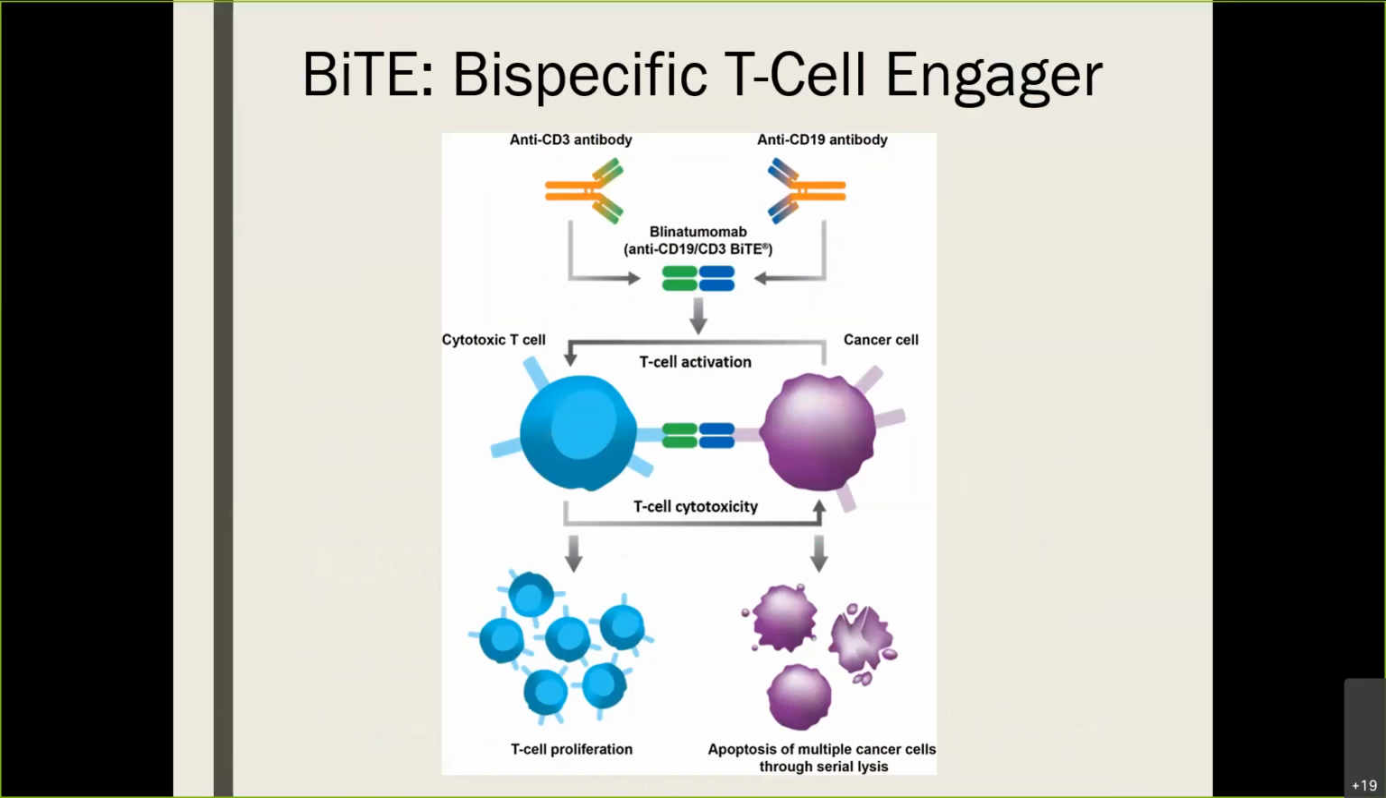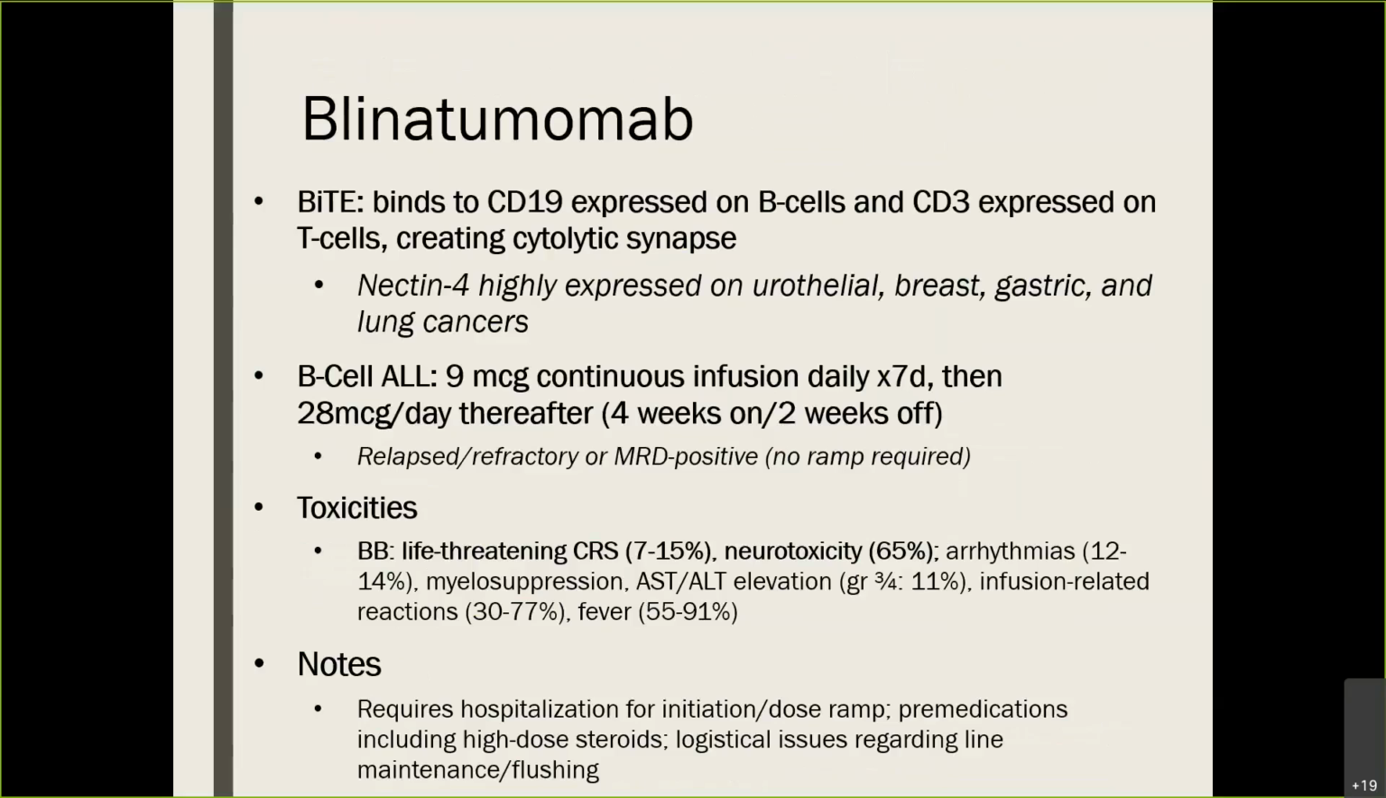My last monoclonal antibody, my favorite, is a product called blinatumomab. It has a CD3 antibody and a CD19 antibody mushed together. These two monoclonal antibodies go in and bind to a cytotoxic T cell and bind to a cancer cell, bringing those two cells closer together, leading to T cell proliferation and the apoptosis of a cancer cell. So using this bispecific T cell engager, or BiTE, blinatumomab binds to the CD19 on B cells or malignant B cells, and CD3 expressed on those T cells, creating a cytolytic synapse.